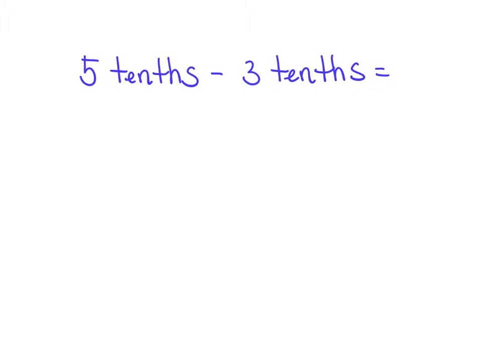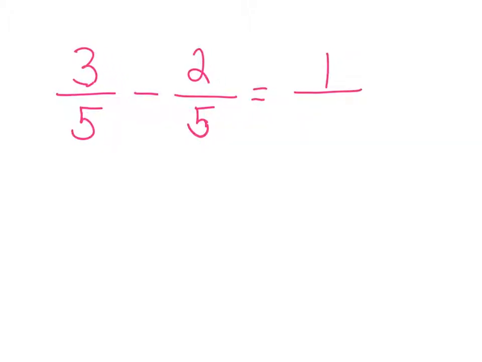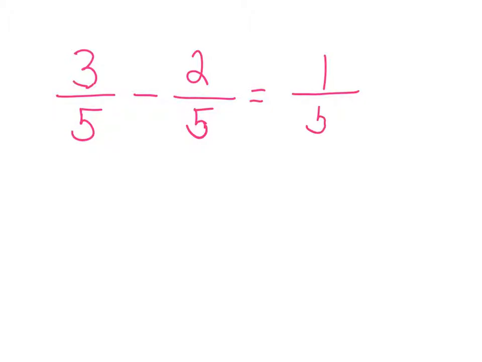Next one, 5/10 minus 3/10. Well, let's keep it, because the unit is tenths, so let's keep it in word form. And so 5 minus 3 is 2. And let's keep it in word form, tenths, 2 tenths. All right, 3/5 minus 2/5 equals, well, it's not asking you for that unit form to be written in word form. So now we can just keep it with the fifths. So 3 minus 2 is 1, and the denominator stays the same because they're alike, so it becomes 1/5.